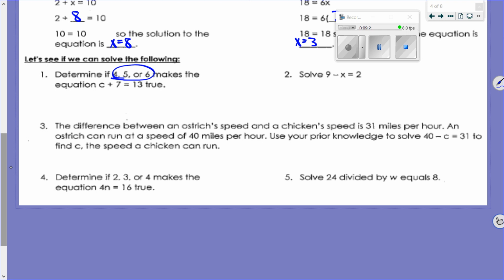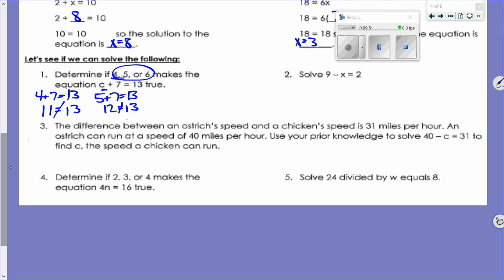That would be nice. So all I'm going to do is substitute for our variable c all of these values. So what we do is we just rewrite this. We say 4 plus 7 equals 13. Then I add it. 4 plus 7 is 11. Does 11 equal 13? No, so that's false. Then I do the next one they gave me. 5 plus 7 equals 13. 5 plus 7 is 12. Does 12 equal 13? No.